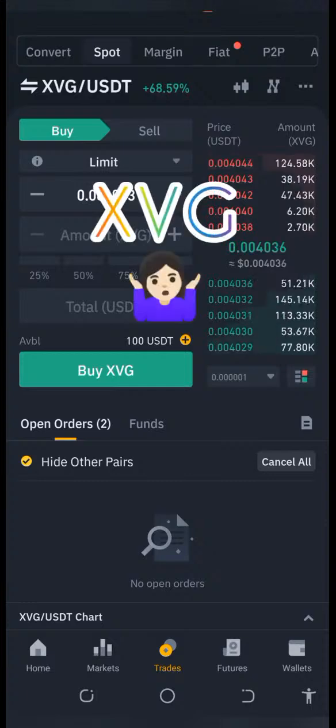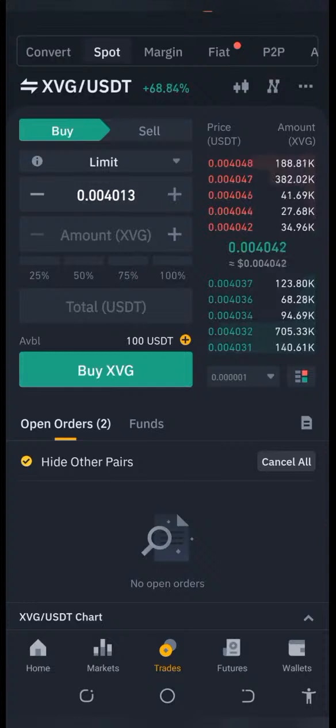Will XVG come out profitable? Yeah, we're going to look out for this, right?